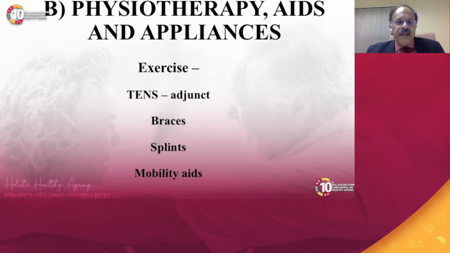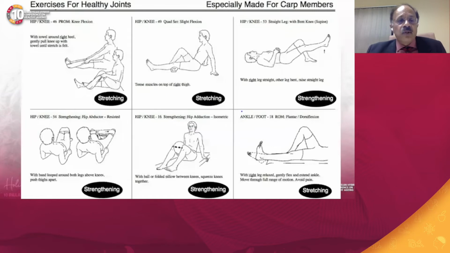Braces, splints, and mobility aids are also there. I'll give you a few examples. These are the exercises for joints. As you can see, stretching and strengthening exercises will help if done systematically, regularly over a long period of time. These are usually taught by physiotherapists and rehab physicians and are very, very useful. They are our front line and the gold standard to start off treatment of osteoarthritic knees and hips.